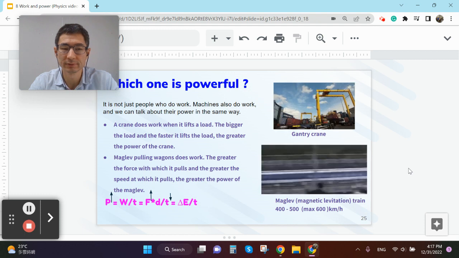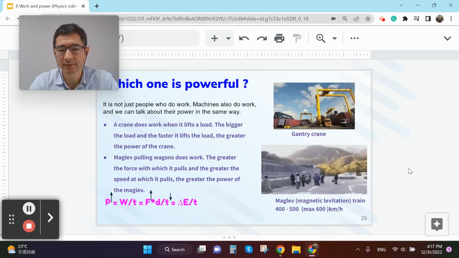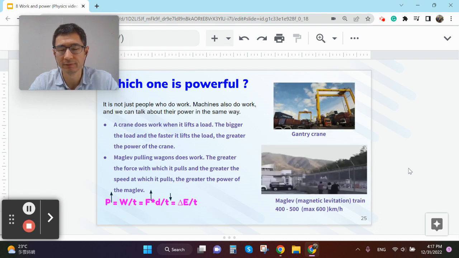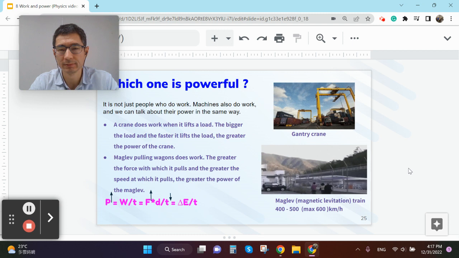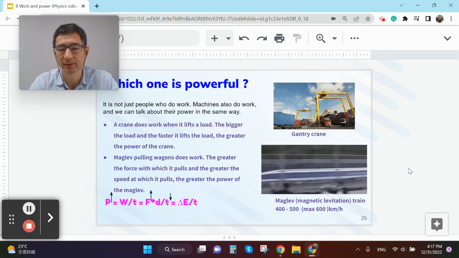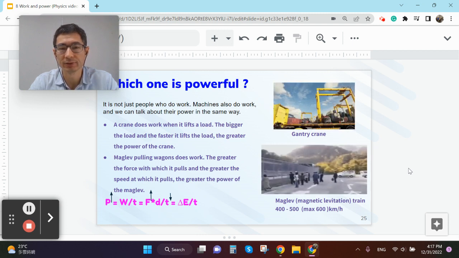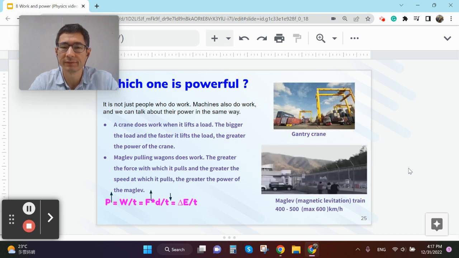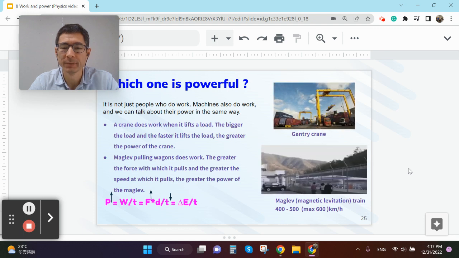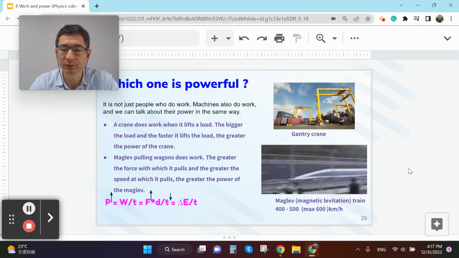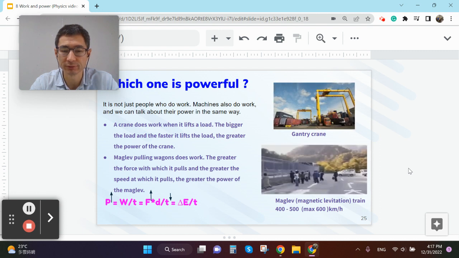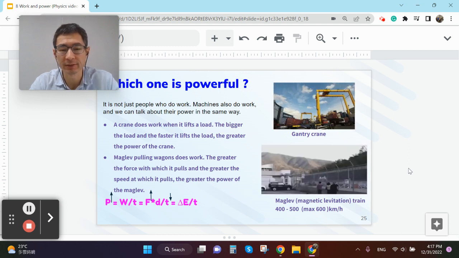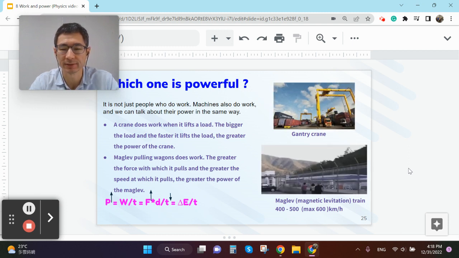It travels maximum about 600 kilometers per hour. I think in 2015 they tested this maglev, and it reached about 600 kilometers per hour. So it can be very, very fast. And that fast travel, covering distance in a short time, means it has a greater power.